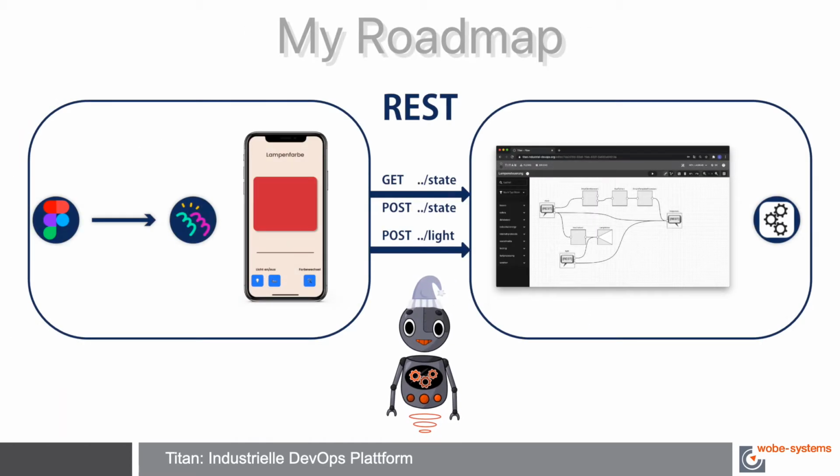So, my system is built in the following way. Through Figma, I'm going to design my app. Through Bravostudio, I'm going to connect the app design with the control logic. And finally, I'm going to use Titan to enable controlling of the lamp. The whole thing assembled together looks like this.